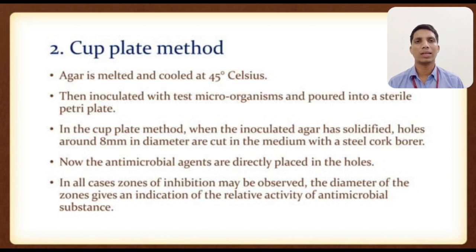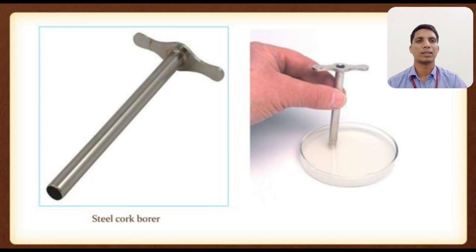Then all the cases of inhibition may be observed, A, B, C, D, along with the standard, and we can take more than one sample in this. While in the previous method we used only one sample or one disinfectant at a time, in this we can do multiple tests.